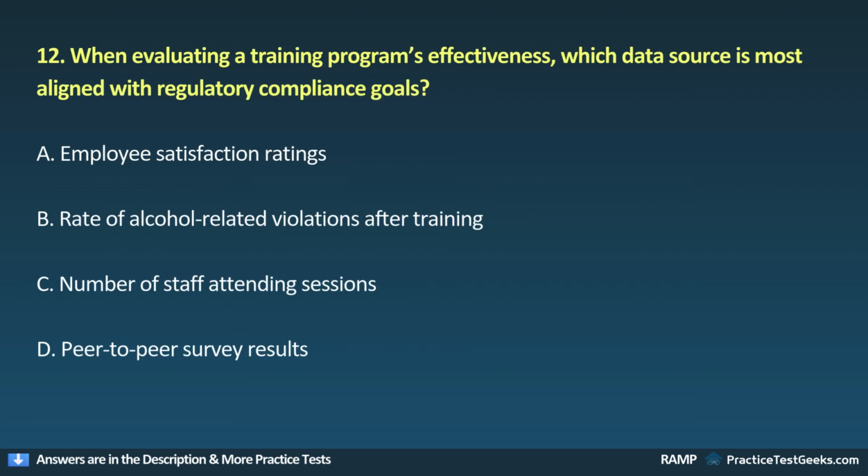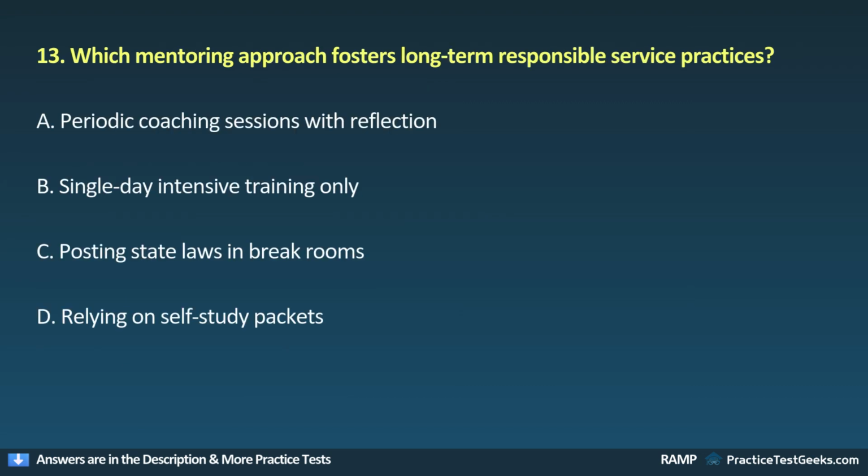12. When evaluating a training program's effectiveness, which data source is most aligned with regulatory compliance goals? A. Employee satisfaction ratings. B. Rate of alcohol-related violations after training. C. Number of staff attending sessions. D. Peer-to-peer survey results.